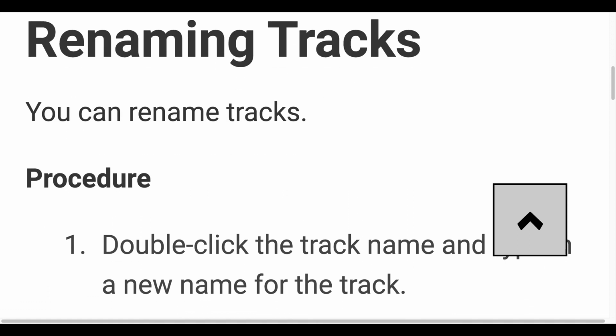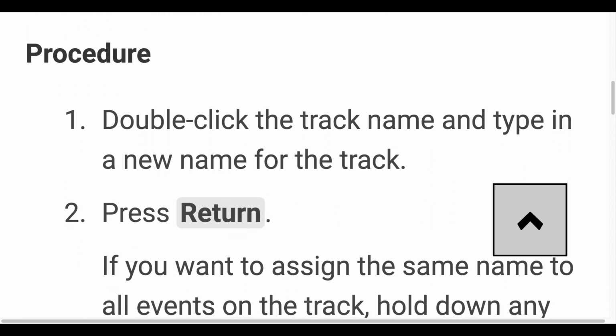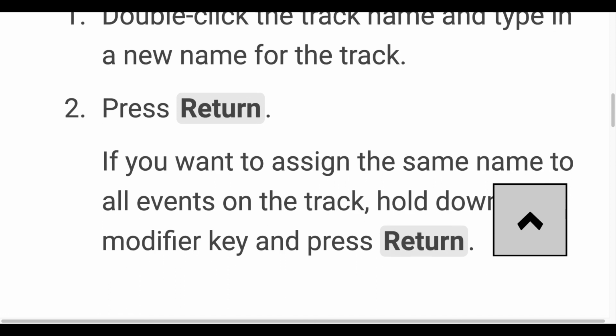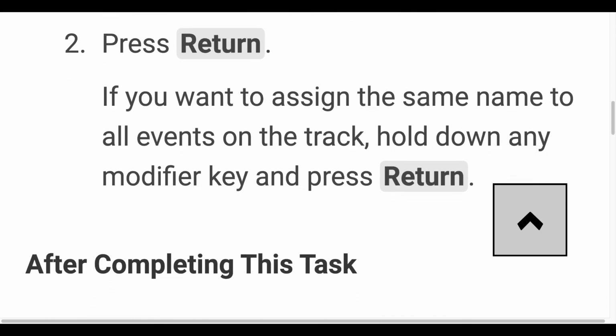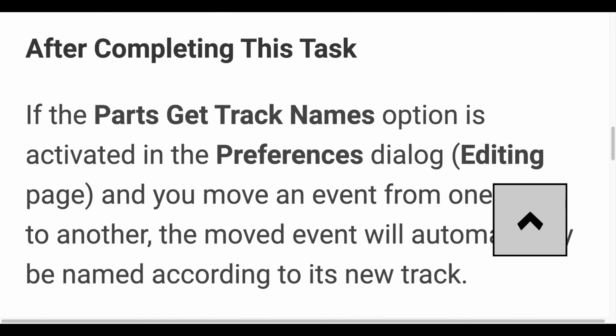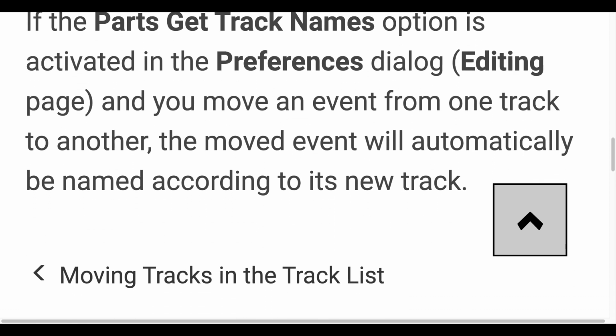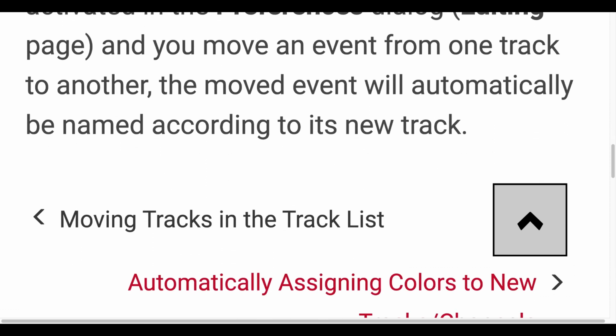Renaming tracks. You can rename tracks. Procedure. Double-click the track name and type in a new name for the track. Press Return. If you want to assign the same name to all events on the track, hold down any modifier key and press Return. After completing this task, if the Parts Get Track Names option is activated in the Preferences dialog, Editing page, and you move an event from one track to another, the moved event will automatically be named according to its new track.